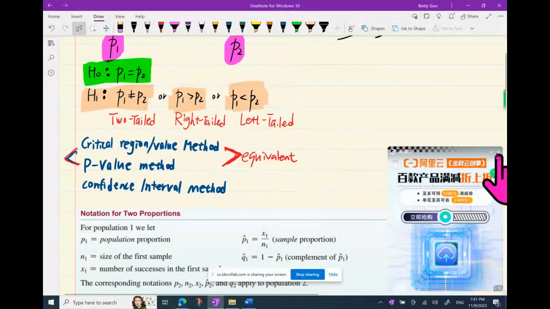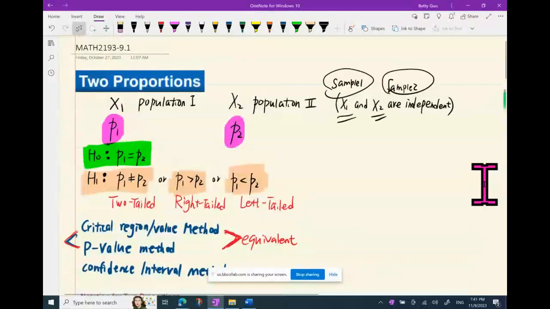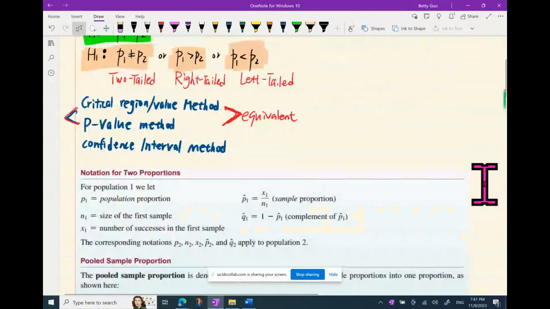But a very important thing is, when it comes to testing a claim regarding two population proportions, the confidence interval method may not give you the same result as the other two methods. Okay, very good.